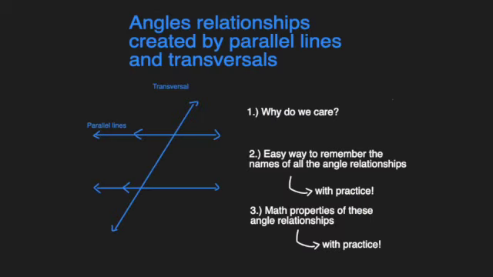My name is Xinhui, and let's talk about angle relationships created by parallel lines and transversals. Parallel lines are lines that never intersect each other, and transversals are lines that cross two or more parallel lines. First, we'll discuss why we care about this math topic and why it's always one of the first big topics you learn in geometry class. Second, I'll teach you an easy way to remember the names of all the angle relationships, and then you'll get a chance to practice. Lastly, we'll discuss the math properties of these angle relationships and do some more practice.